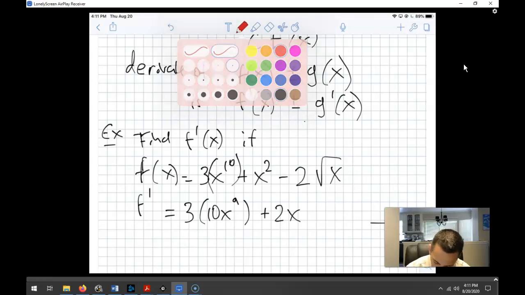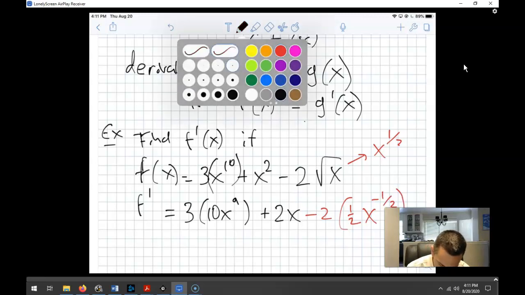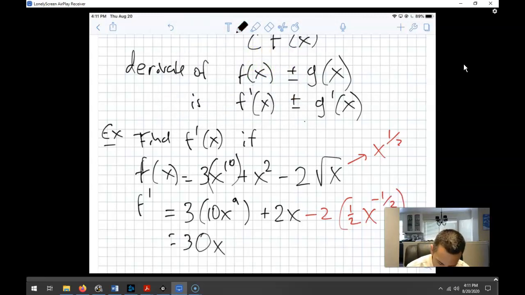For something like this root x, you should write that as x to the 1/2 power. So then the minus 2 is in front. So this comes 1/2, and then x to the negative 1/2. Okay. And then just to clean this up a little bit, we could write it as 30x to the 9 plus 2x. Here, the 2 and the 1/2 cancel, so minus x to the negative 1/2. If you're a real nerd, you could write that as like a 1 over square root, but that's fine too.